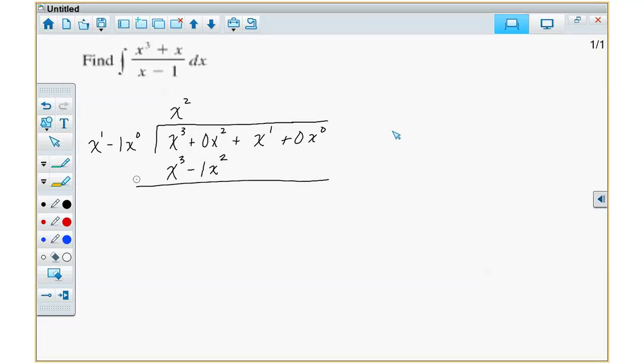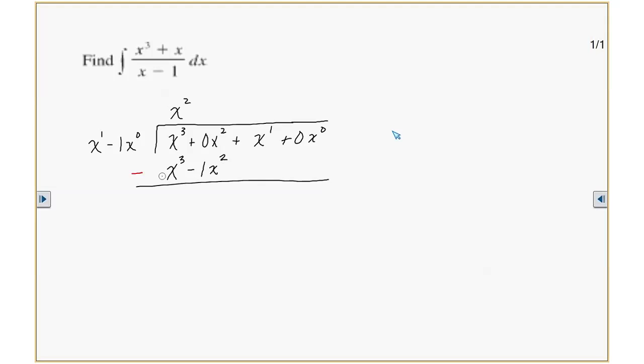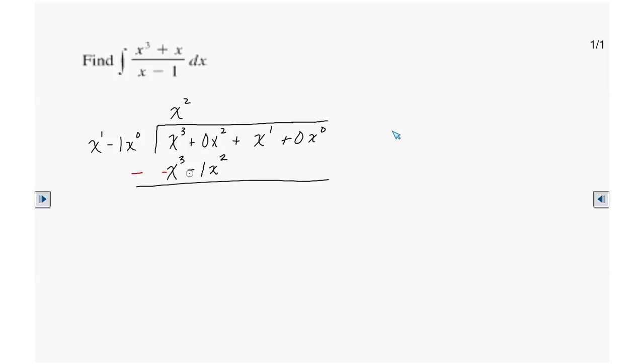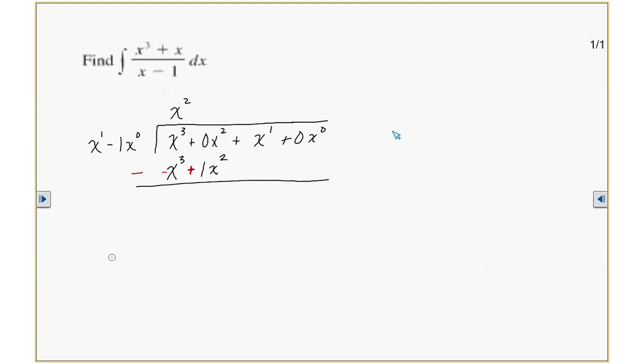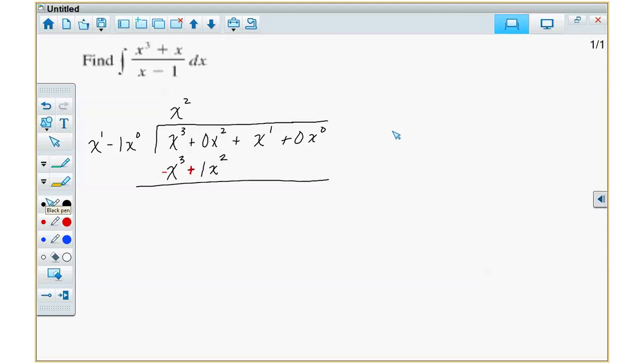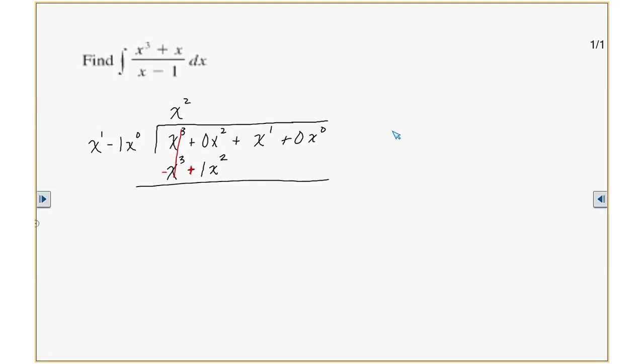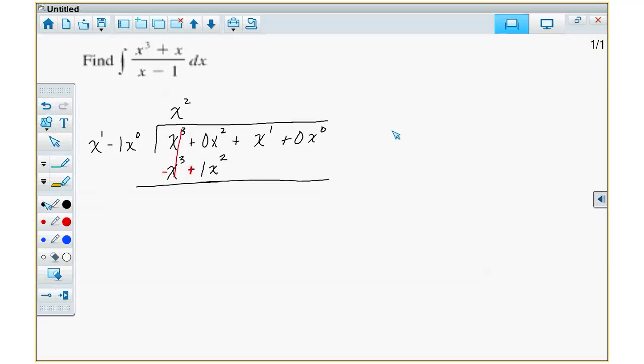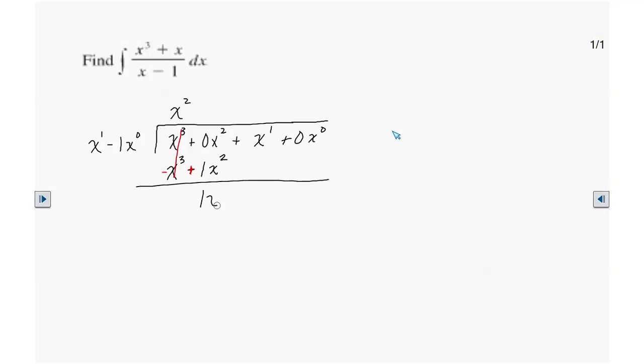And when you subtract, what does that make these two? Makes this a negative and this a positive. And what happens to the first term? It always cancels out. And 0x squared plus 1x squared is 1x squared. And then the x comes down to help out.